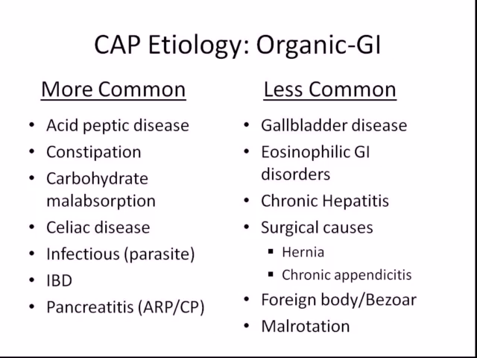So let me just briefly discuss with you the most common organic GI causes for chronic abdominal pain. This list includes acid peptic disease, constipation, carbohydrate malabsorption, celiac disease, infectious etiologies, and particularly parasitic diseases, which are more likely to last longer than viruses or bacteria, inflammatory bowel disease, and pancreatitis, not acute, but acute recurrent pancreatitis or chronic pancreatitis. Less common GI etiologies of chronic abdominal pain in children include gallbladder disease, eosinophilic GI disease, chronic hepatitis, surgical causes like hernia and chronic appendicitis, foreign body and bezoars, and intestinal malrotation.